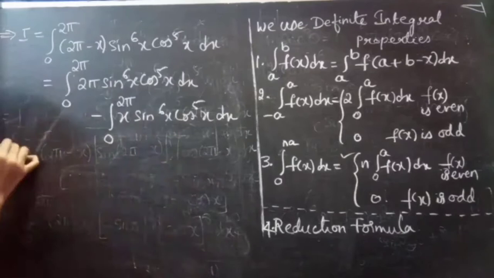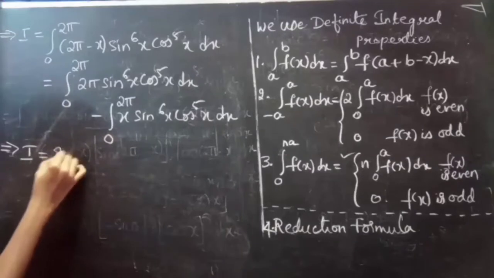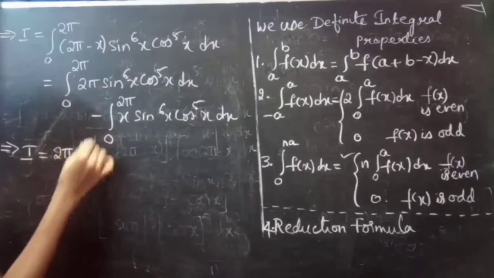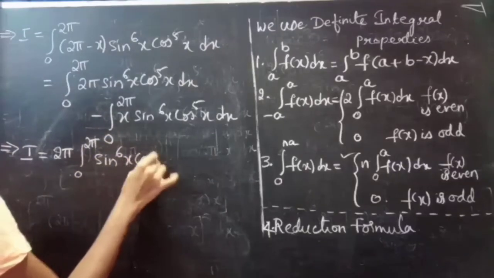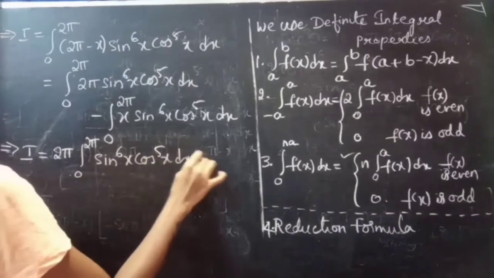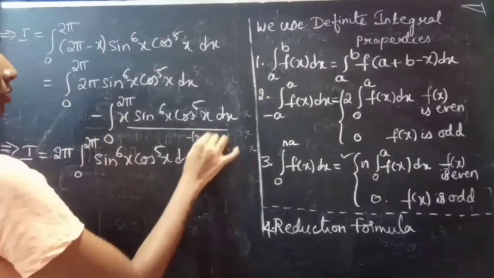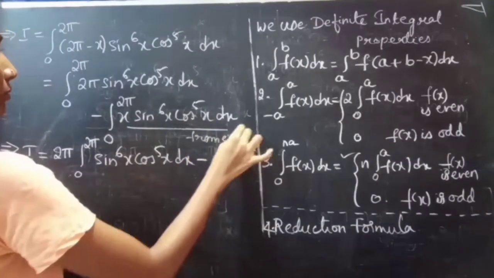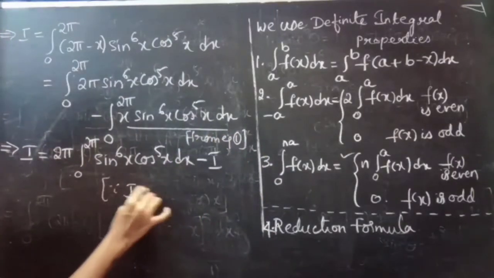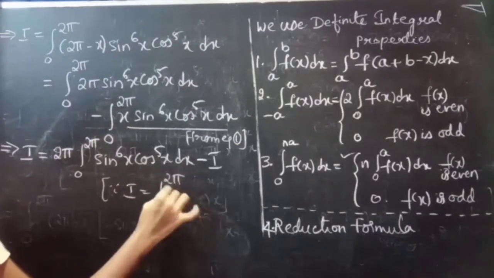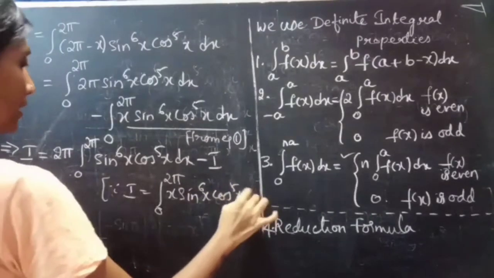So this implies I equals, since 2 pi is constant, you can take it outside the integral, 2 pi into the integral from 0 to 2 pi of sin power 6x into cos power 5x dx, minus, this is your I from equation 1, minus I. Since I equals the integral from 0 to 2 pi of x into sin power 6x into cos power 5x dx.